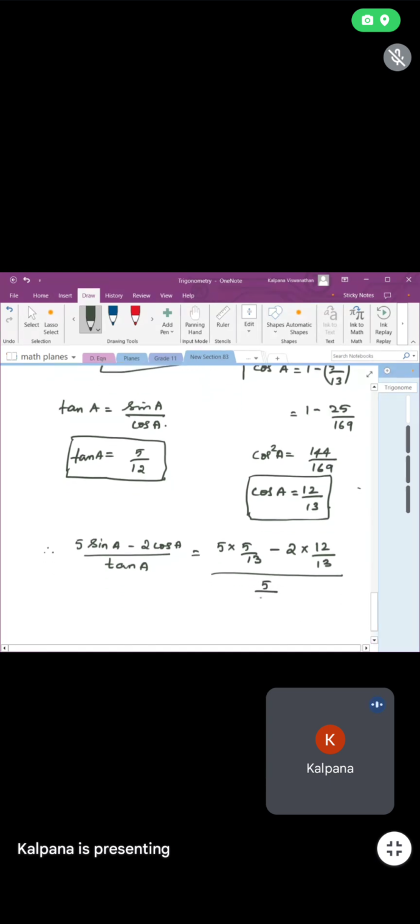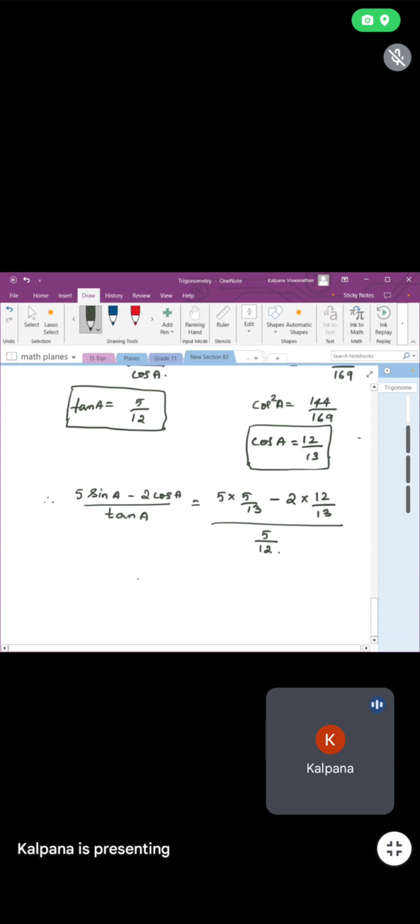Did you all substitute it correctly? Now what you have to do? When it is multiplication, please don't take LCM, okay? Multiplication, directly you multiply. So it is 25 by 13 minus 2 twelves are 24 by 13, divided by 5 by 12. Okay, what are you getting now? 25 minus 24, so 1 on 13 divided by 5 by 12.